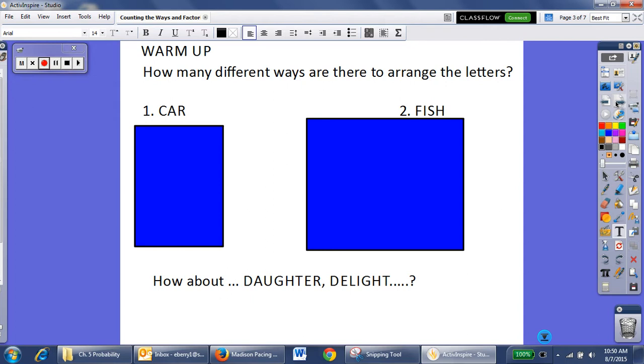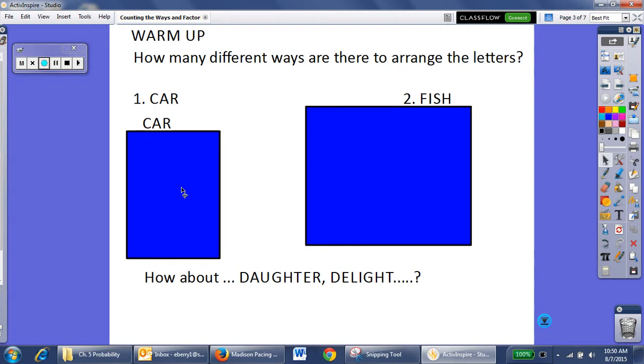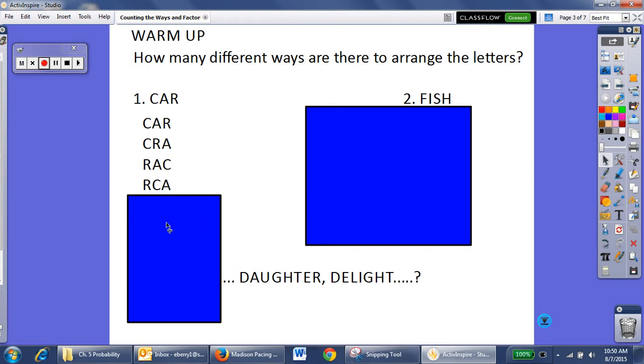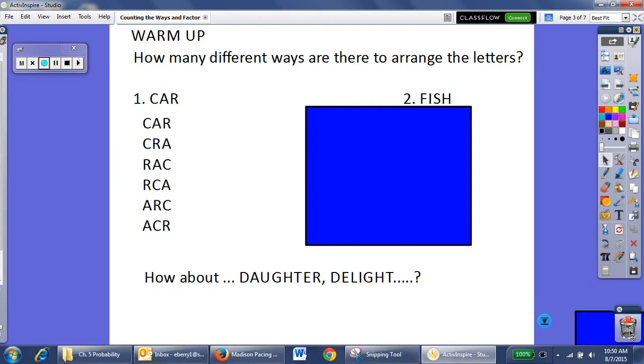Okay, let's do it together, starting with car. First I can write this as C-A-R. I can do C-R-A. Those are the only ways to do it with the C first, so now let me change it to R-A-C, and then R-C-A, and then putting the A first, I can do A-R-C, and then A-C-R. You can double check, but it looks like these are the only ways to arrange C-A-R for car. So how many ways are there? 1, 2, 3, 4, 5, 6. So there are 6 ways.